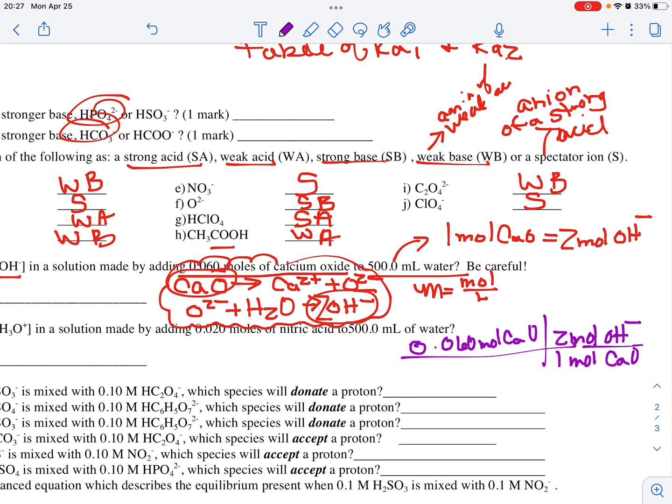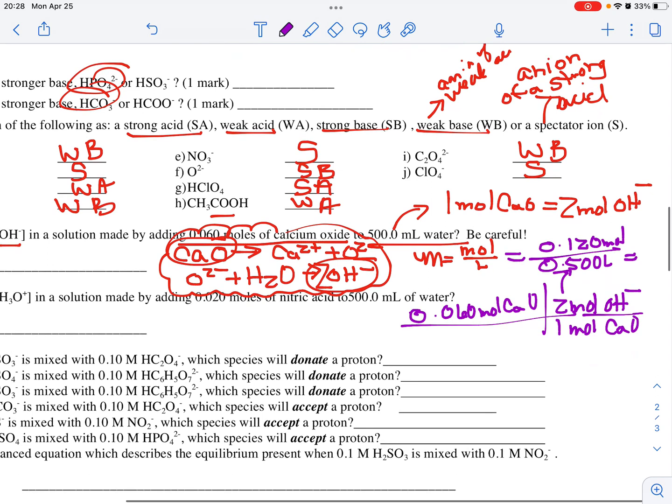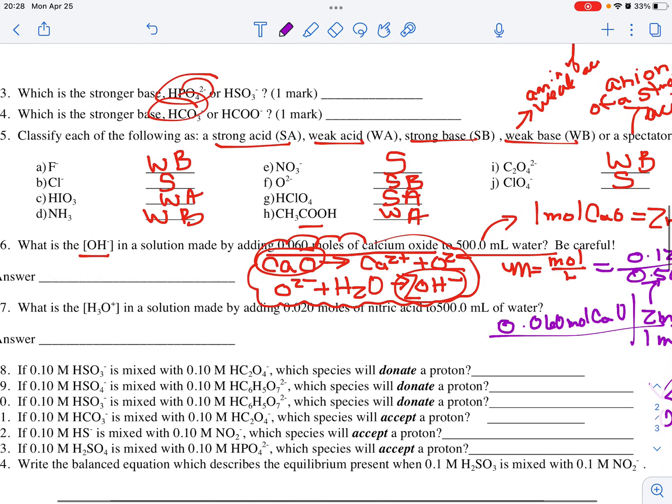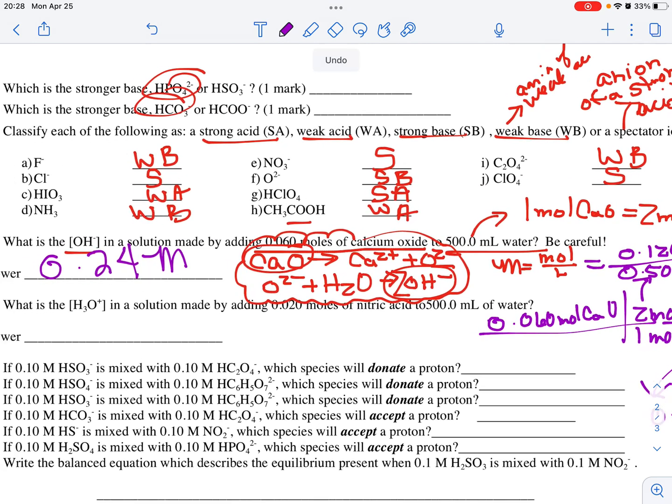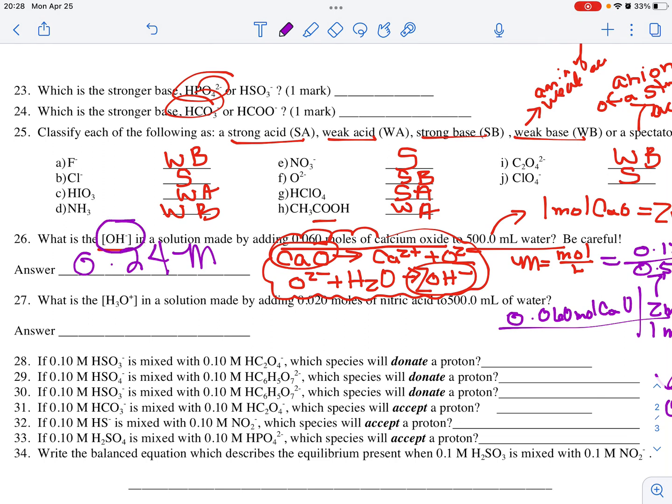And calcium oxide. You can see that the value of this will be 0.120 moles divided by 0.500 liters, which will equal, good heavens, I just don't ever leave myself enough room here. This will equal 0.24 molar. The answer for our first one is 0.24 molar. Take a look at that and make sure that calculation makes sense. Remember, I asked you for the OH- concentration.